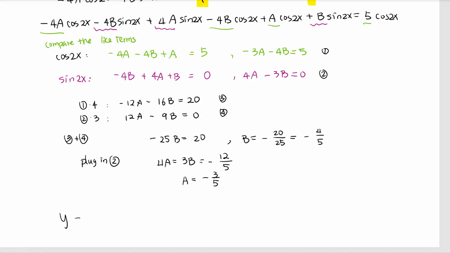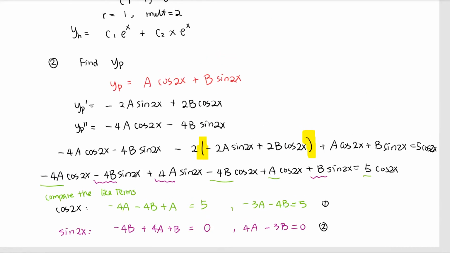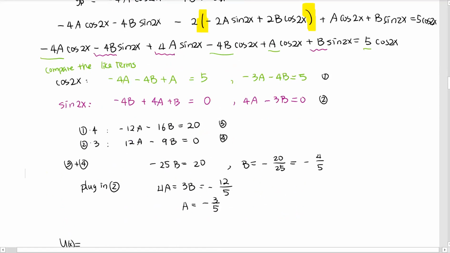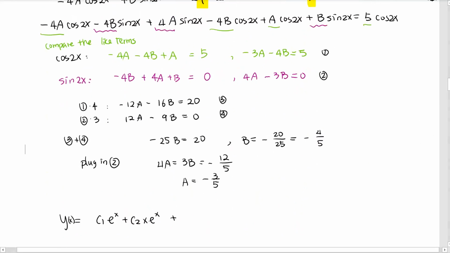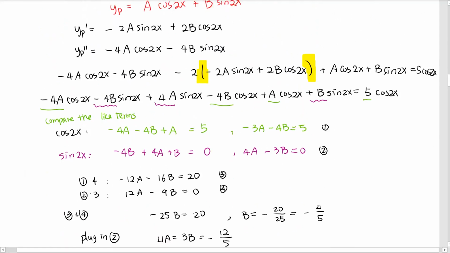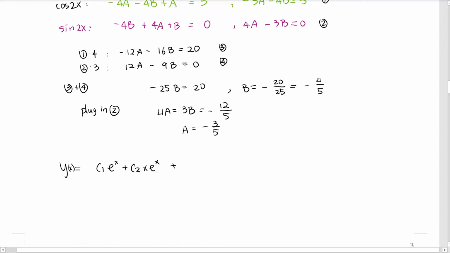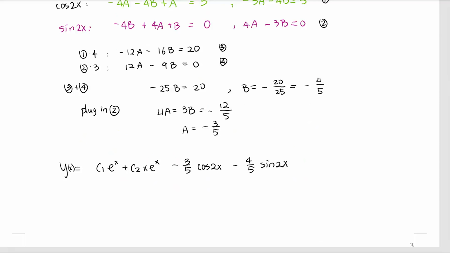Okay, so finally, our general solution is the homogeneous solution, which is c1 e to the x plus c2 x e to the x, plus the particular solution. What the particular solution is, a cosine 2x plus b sine 2x. But a is negative 3 over 5 cosine 2x. B is negative 4/5 sine 2x. So this is our solution of the problem.